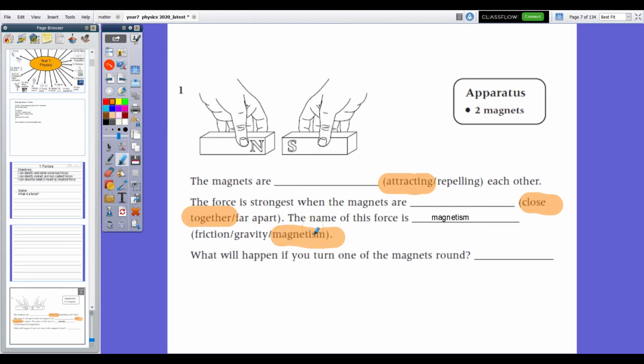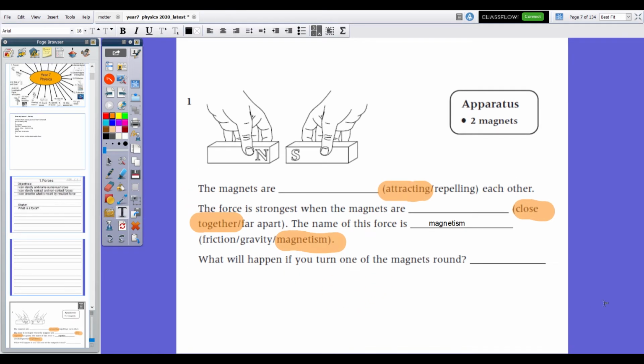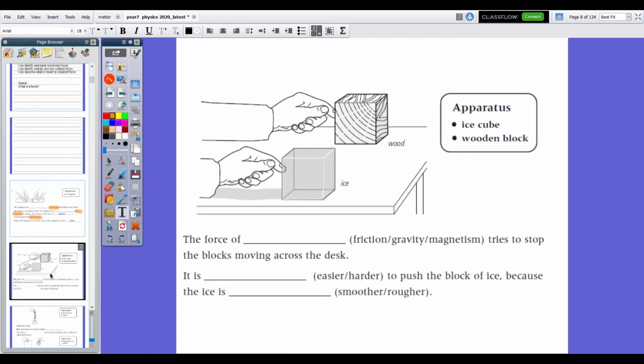Magnetism. There you go. That's the name of this force. What will happen if you turn one of the magnets around? Well, the key word is there. It would repel. Very good.